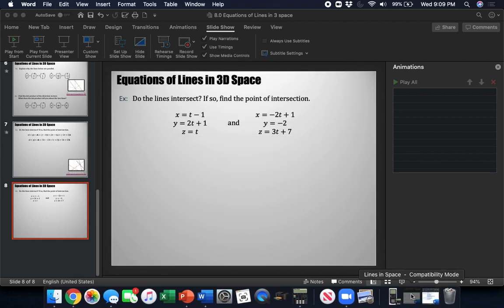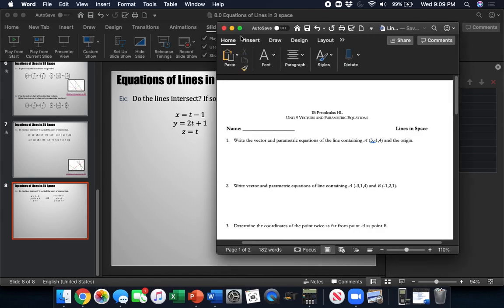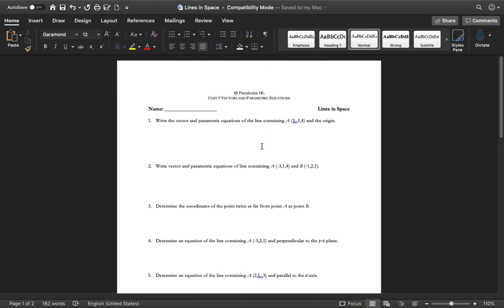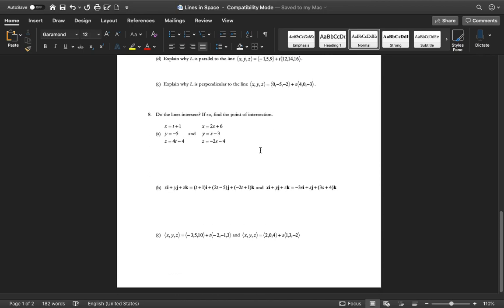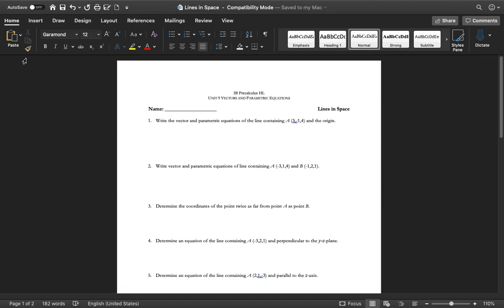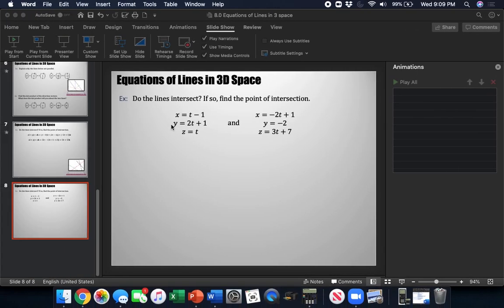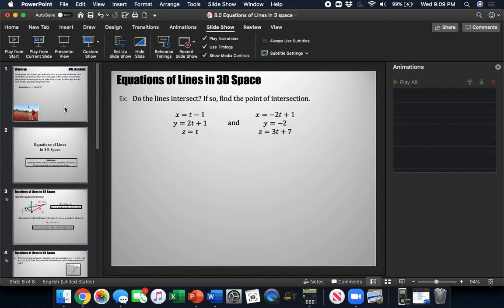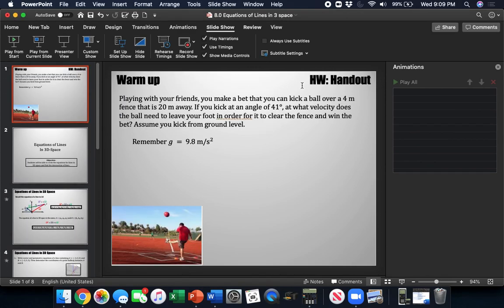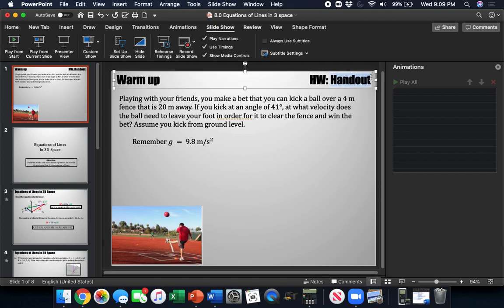Your homework is a handout that is on Canvas, and it is lines in space. You can print this out, do some homework in quotes, because you don't really have any homework. This is optional, but that is the handout that I'm referring to here that would practice the stuff we did in this warm-up. And I did upload it in PDF form on Canvas, so hopefully the format is a little better preserved for you than when I upload Word documents.